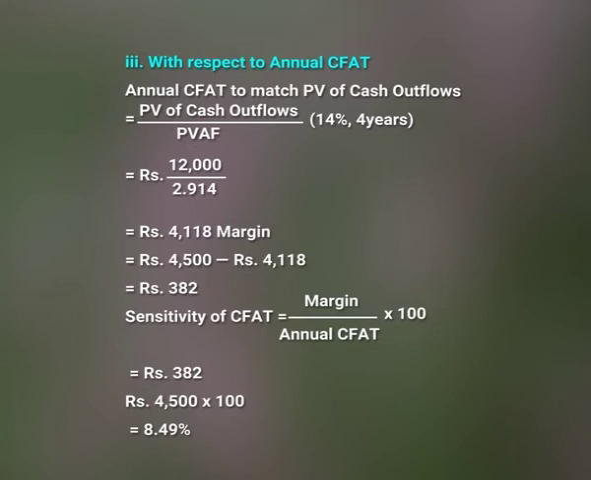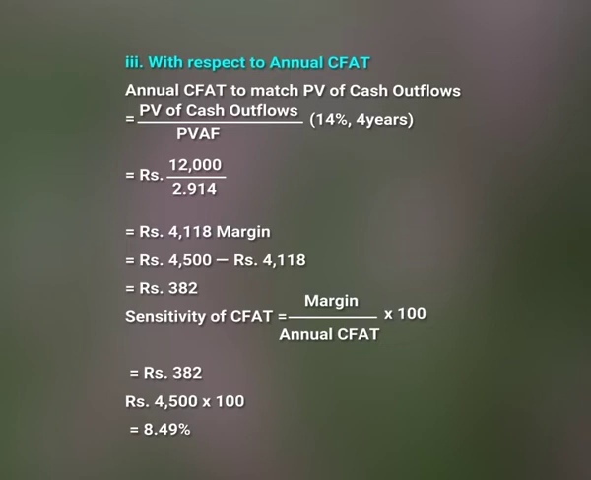Now, annual cash flow after tax to match PV of cash outflows is equal to PV of cash outflows divided by PVAF at 14% and 4 years, which is equal to rupees 12,000 divided by 2.914, which is equal to 4,118. Margin is equal to rupees 4,500 minus 4,118, which is equal to rupees 382.